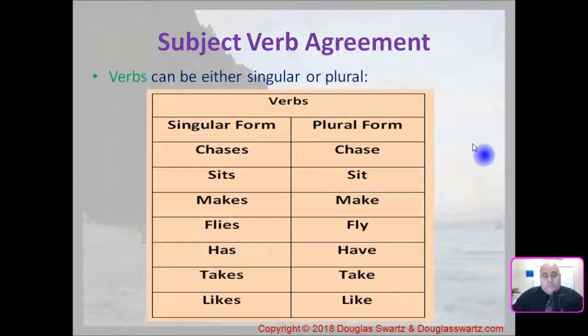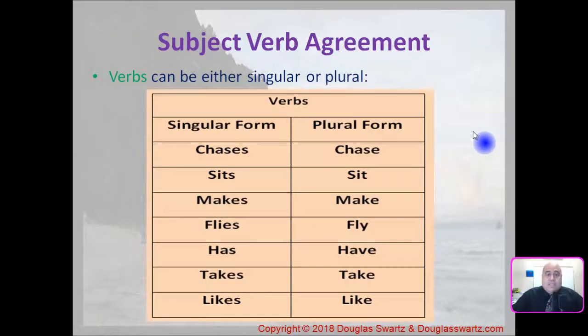Now the verbs are the opposite, and this is where a lot of the confusion happens for students. The singular form of verbs looks like the plural form of nouns, usually with an S on the end. The plural form does not have the S, so it's kind of the opposite. So singular form chases, plural form of the verb chase. Sits, singular, sit, plural. Makes, make. Singular form flies, plural form fly. Has, have. Takes, take. Likes, like.